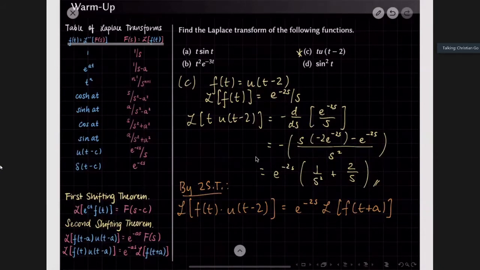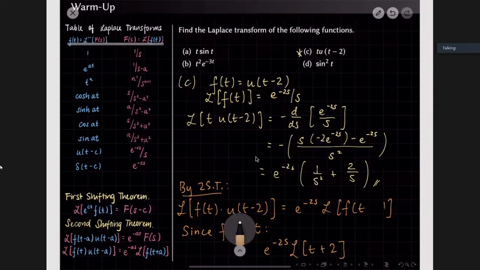All right. So what is this going to be? f(t) is t. So we just have e to the minus 2s times the Laplace transform of t plus 2. This is t plus 2 now, because we've already substituted the exact value of a. Do we get the same answer? Laplace transform of t is this with n equals 1, so 1 over s squared. Laplace transform of 2 is 2 over s. Same answer. So we're good to go.